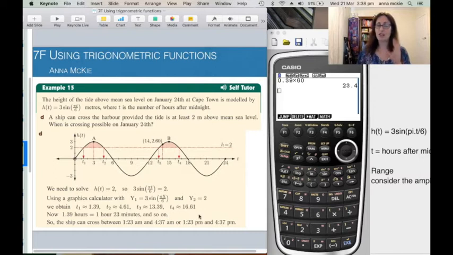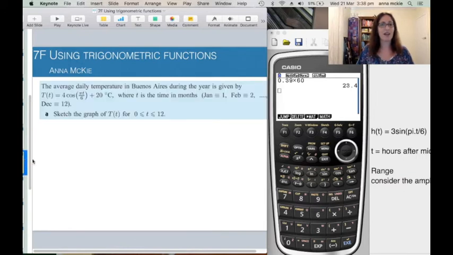So that's how you turn the decimal into the time equivalent. Right. Our second example. The average daily temperature in Buenos Aires during the year is given by this function of t, and it's a cos function, where t is the time in months, with January being 1 month, February being 2, etc., up to 12. And we're asked to sketch t.